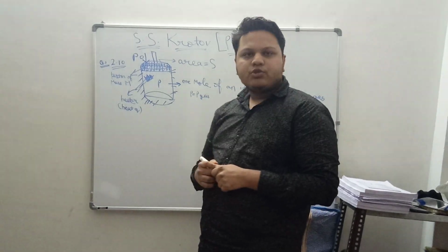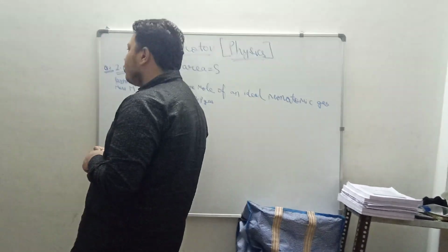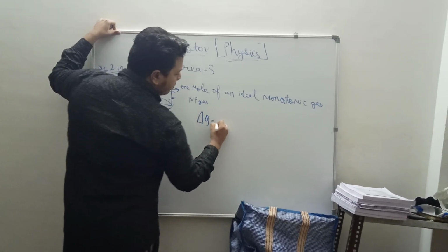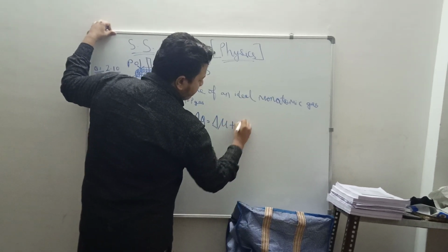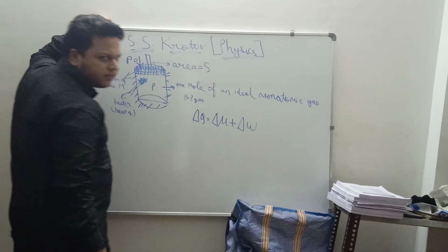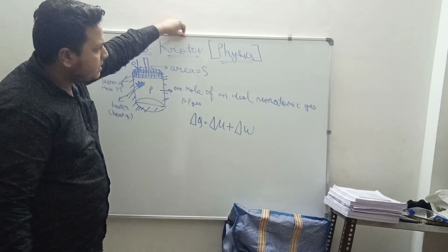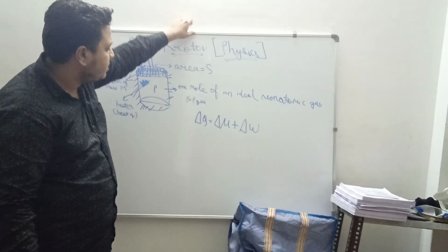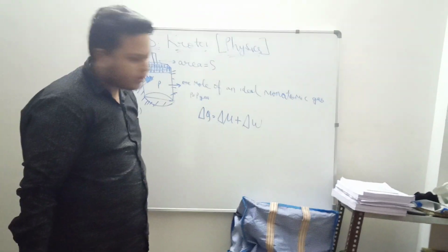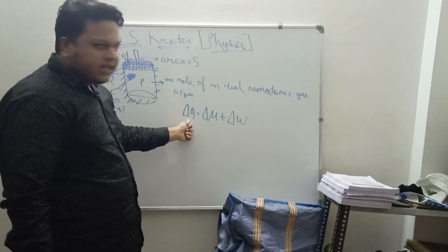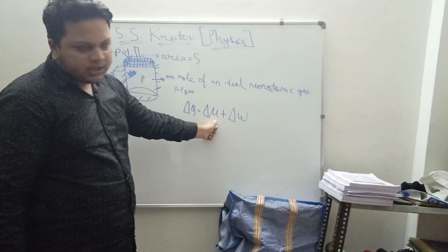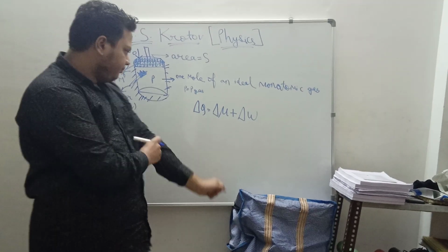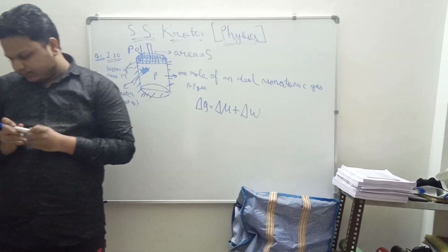Let me discuss the solution. First, I will tell you about the basics that we always know. Delta Q is equal to delta U plus delta W from the first law of thermodynamics. This is a very basic concept. In physics and chemistry the sign conventions are different, but we are considering physics, so we will use physics conventions. Delta Q is the heat, delta U is the change in internal energy, and delta W is the work done. Now, how will you approach this question?